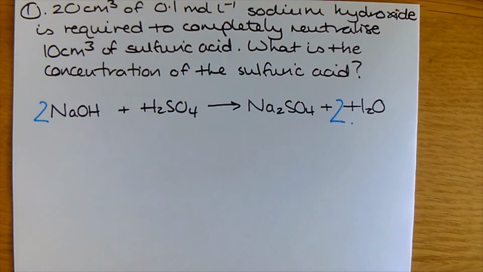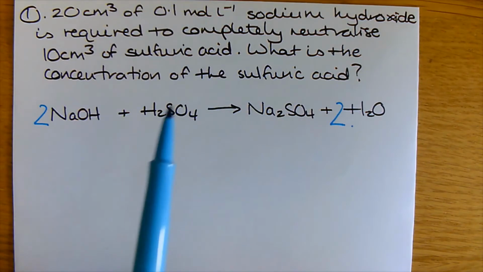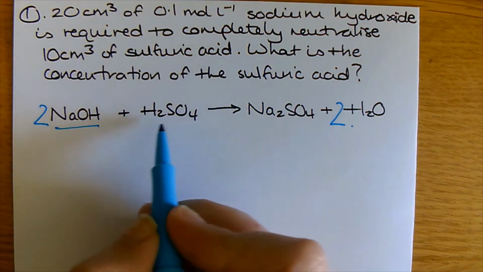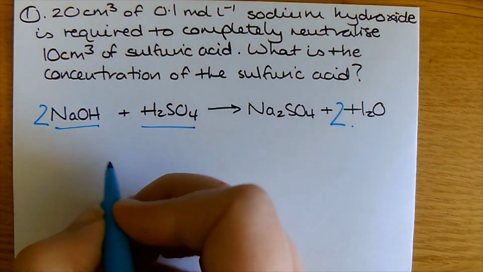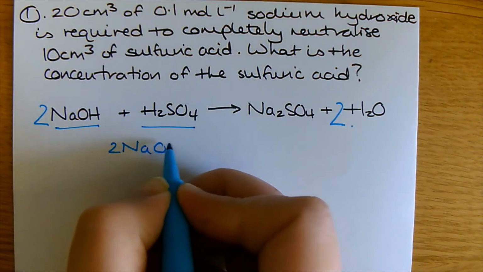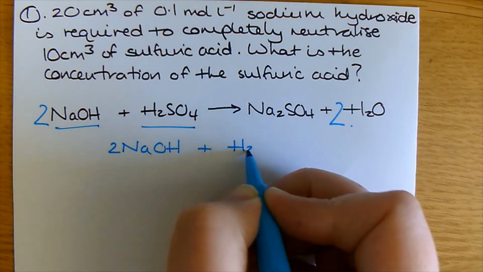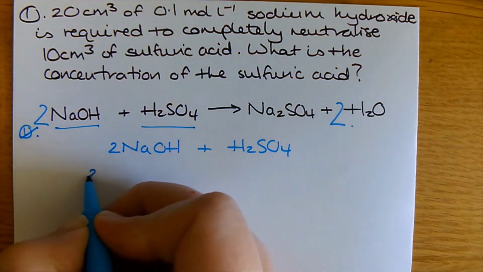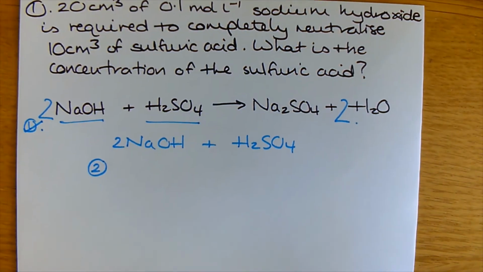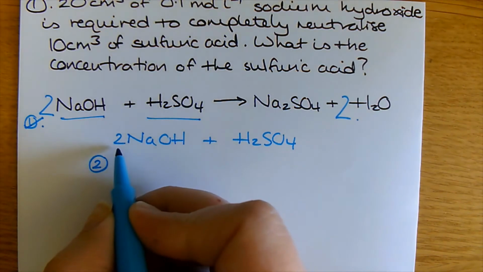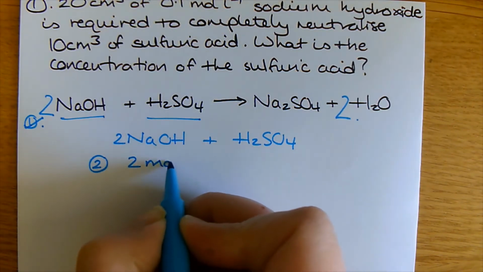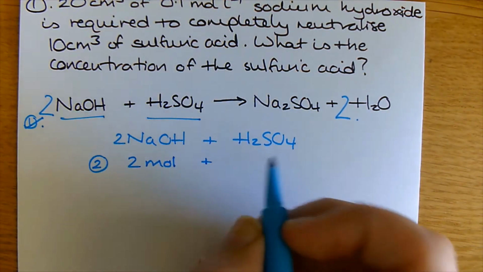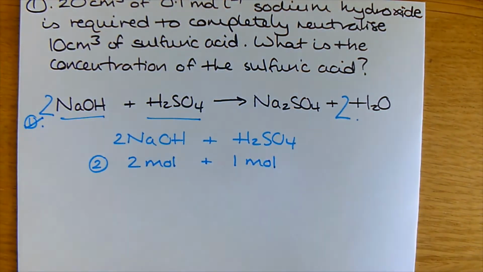The 2 species that we are looking at from this equation are sodium hydroxide and sulphuric acid, so we can rewrite that. For step 2, we have to show our mole ratio. Big 2 at the front means that we have 2 moles of sodium hydroxide, and we have no number in front of our formula here, so we just have 1 mole of sulphuric acid.